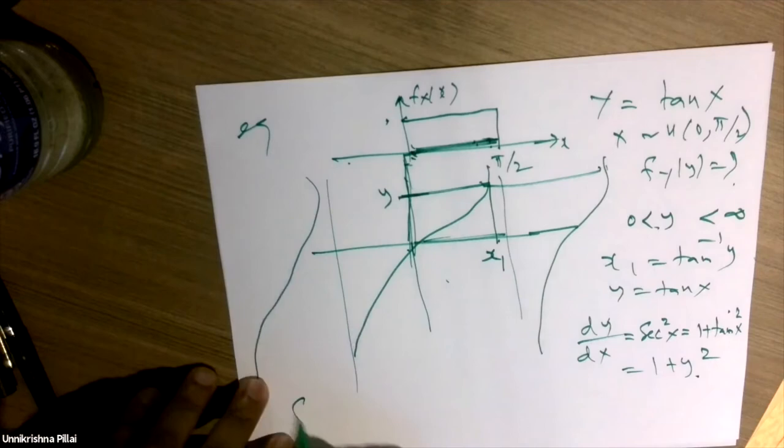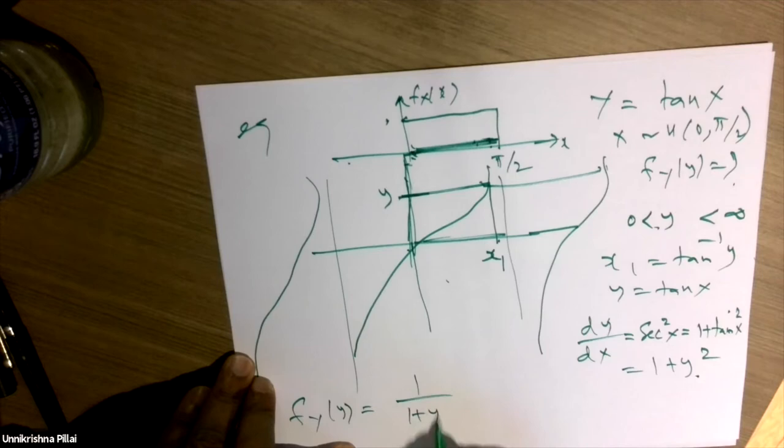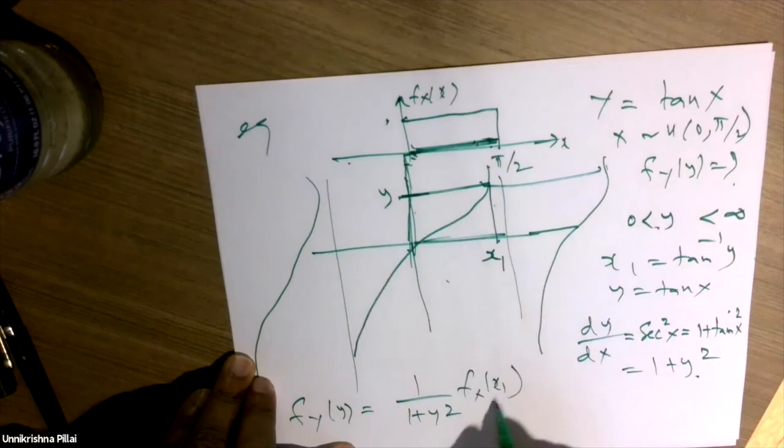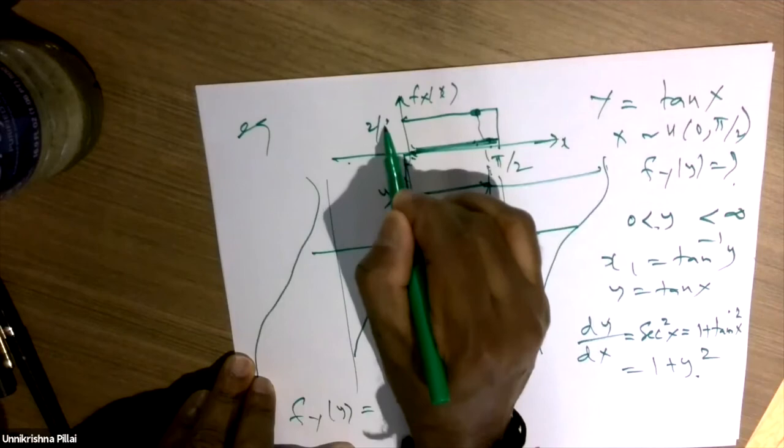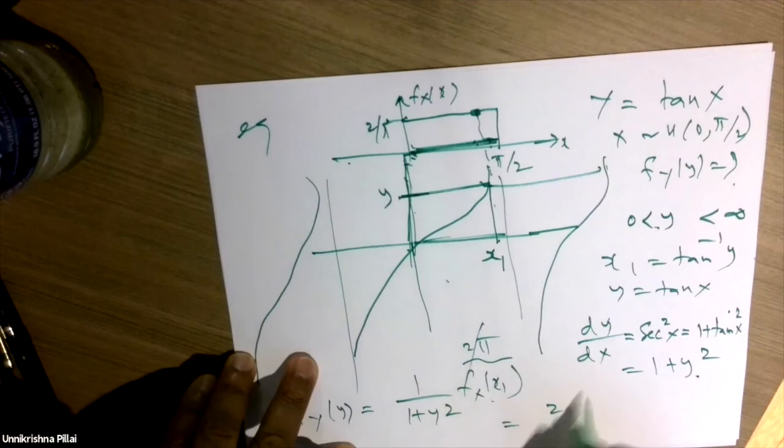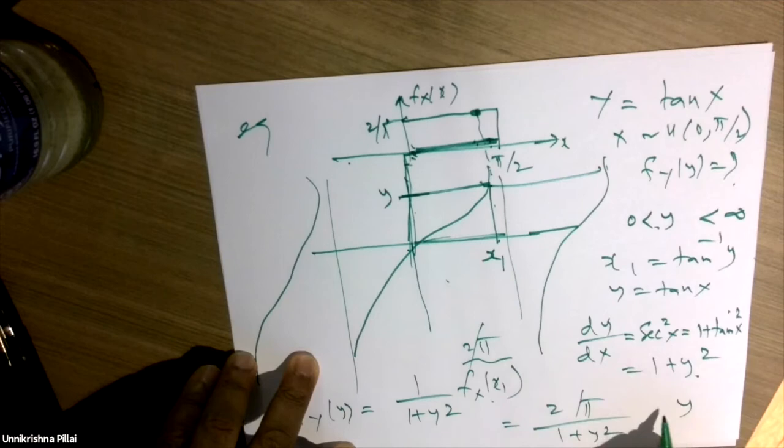There's only one root, and the derivative, 1 over dy by dx, is this, multiplied by fx at x1. But this is the value here. That's a constant, 2 over pi. So the answer is 2 over pi divided by 1 plus y squared, for y between 0 and infinity.